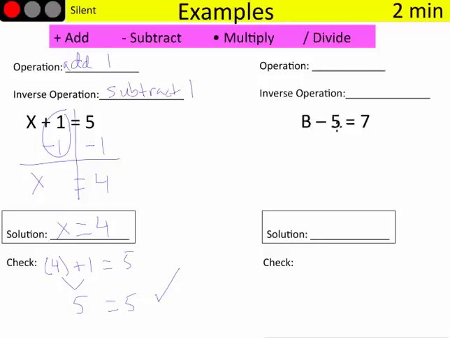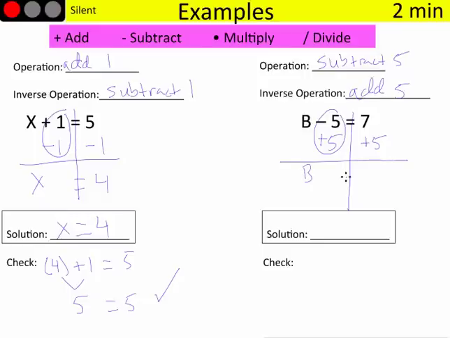b minus 5. I see that this is subtraction. b is being subtracted by 5. So I know that the inverse of subtraction is addition. So we are going to add 5. So again, on the left side I add 5 because negative 5 and 5 make 0. And on the right side I do the same. Now on the left side I have b, and on the right side I have 7 plus 5 is 12. So our solution is b equals 12.